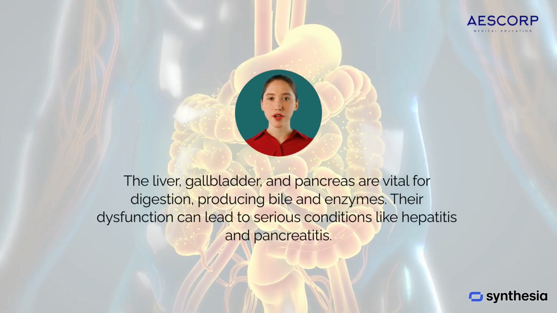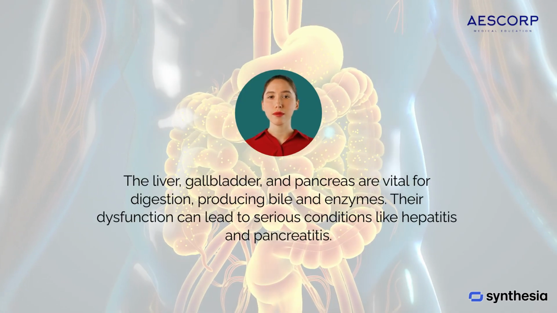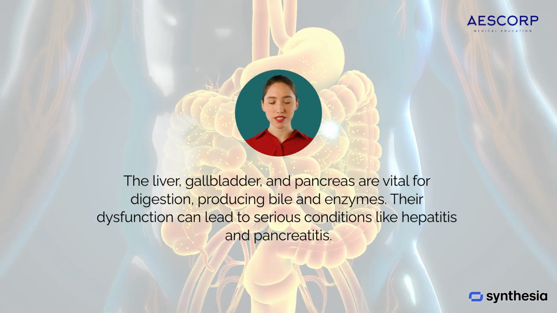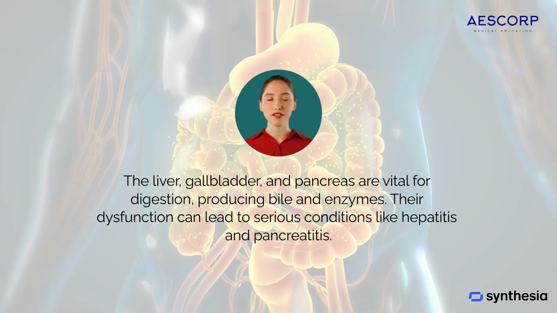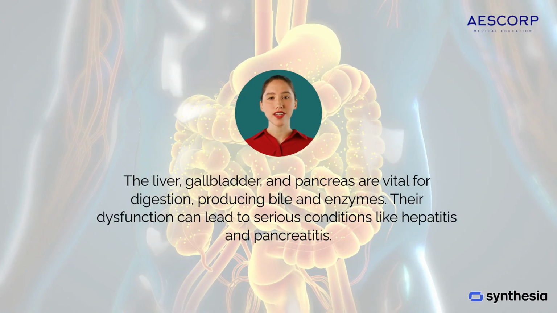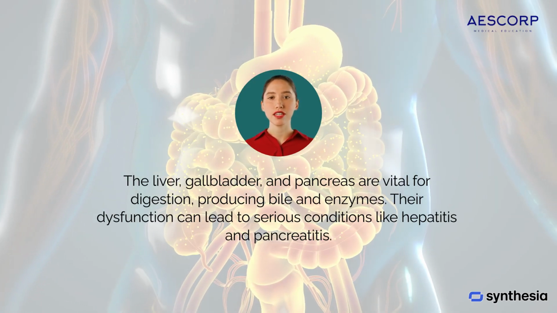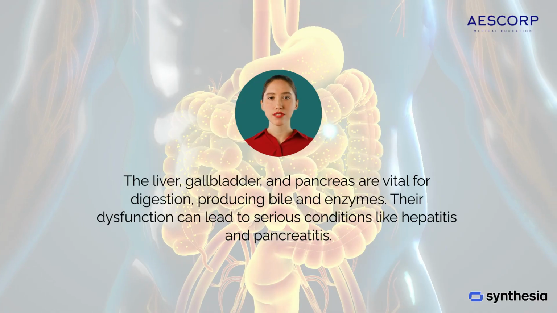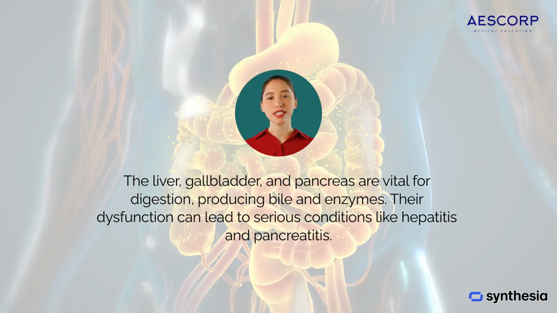Liver. The liver produces bile, which helps in the digestion and absorption of fats. It also processes nutrients absorbed by the small intestine and detoxifies harmful substances. Gallbladder. The gallbladder stores bile produced by the liver and releases it into the small intestine when needed, especially after eating fats. Pancreas. The pancreas has both an endocrine function, producing insulin to regulate blood sugar, and an exocrine function, producing digestive enzymes that help break down fats, proteins, and carbohydrates in the small intestine.